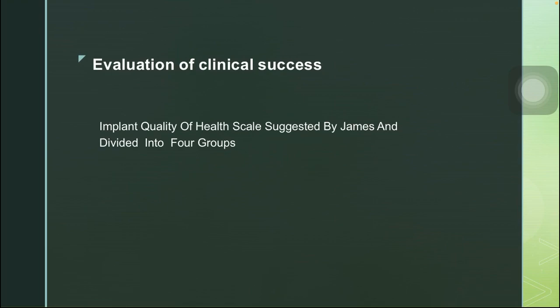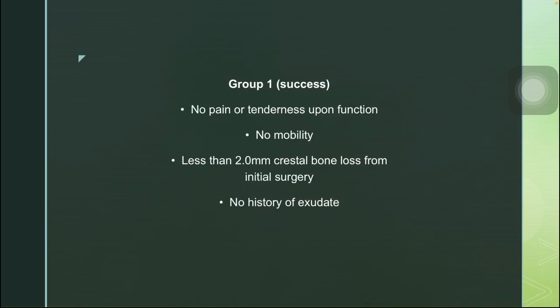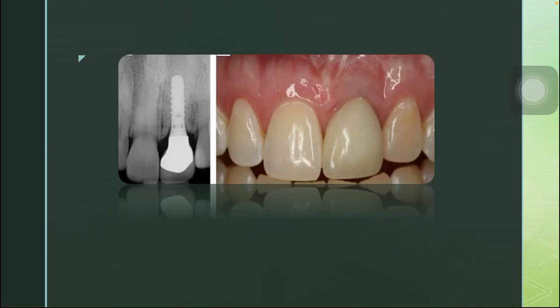The evaluation of clinical success of dental implant quality of health scale suggested by James is divided into 4 groups. Group 1, in which it is success: no pain or tenderness upon function, no mobility, less than 2 mm crestal bone loss from initial surgery, no history of exudate.